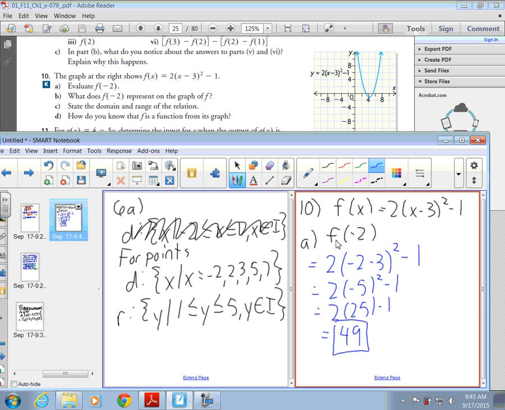Domain and range for this, I'm not going to write it out. In English, what's the domain of a parabola? Three people know the domain. 27 people are going to flunk this course. What's the domain of a parabola? Go ahead. Infinite. Parabolas go on forever.